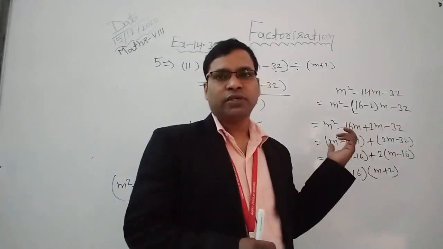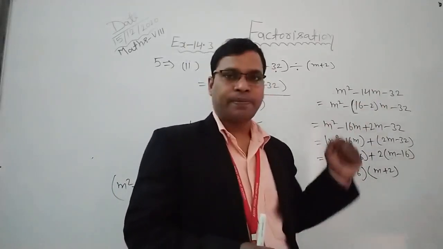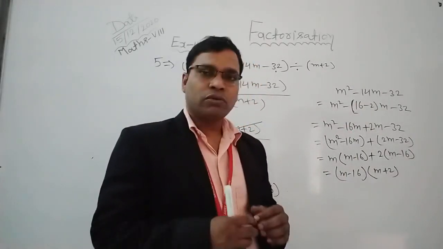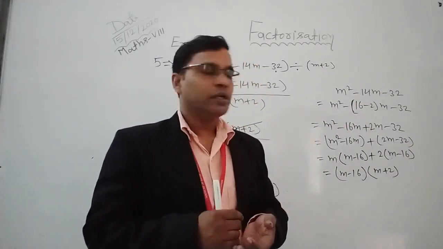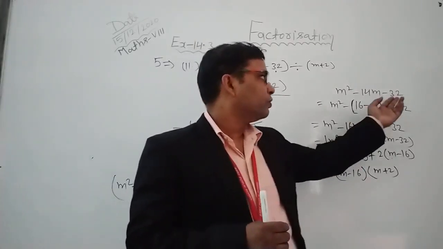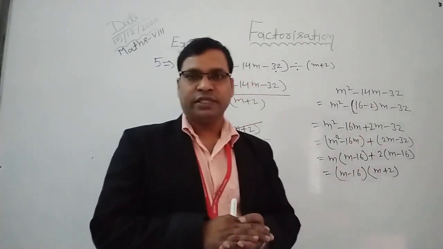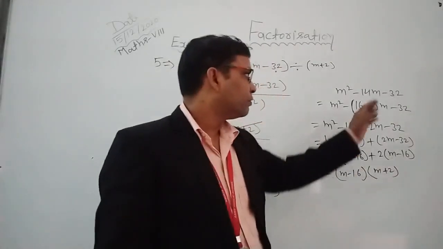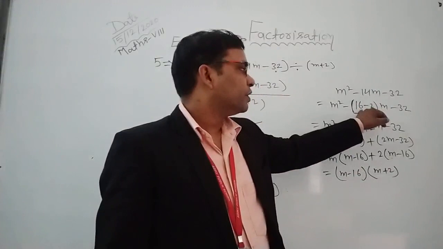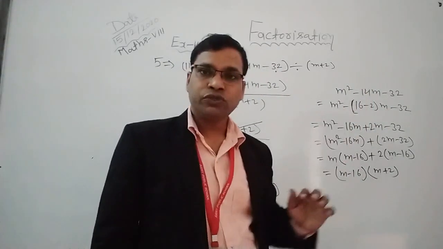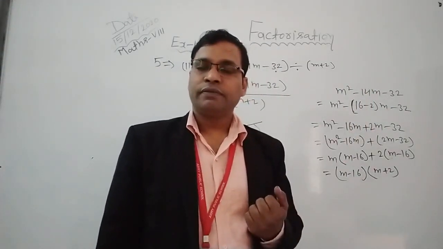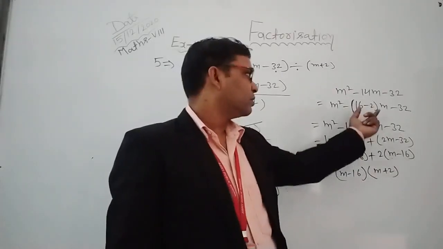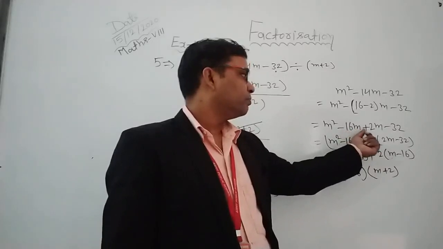So what is the variable here? You can see the variable is m, and the coefficient of m is 14. In this way you find the factors of 32 are 2 into 16. Their difference, 16 minus 2, is 14. So we break 14 into 16 minus 2. After this we apply the distributive law of multiplication over subtraction, so it becomes m(m minus 16) plus 2(m minus 16).